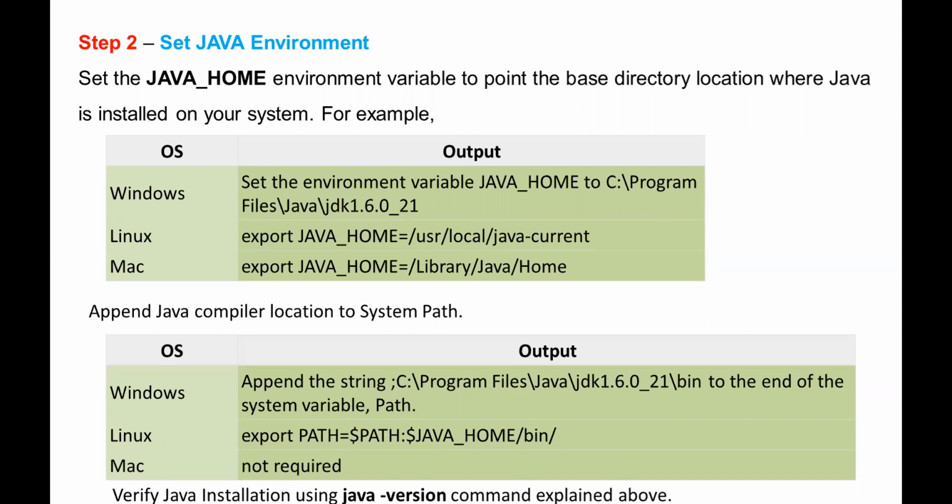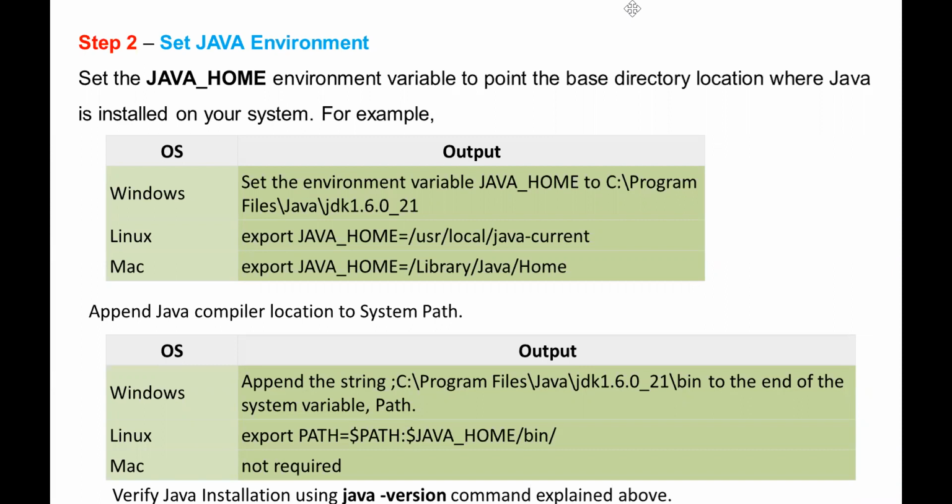Once the path of the Java environment is set, we can append the Java compiler location to the system path. How do we do that? For Windows, we append the location where Java is installed, that is C:/Program Files/Java/JDK 1.6.0_21/bin, to the end of the system variable path.